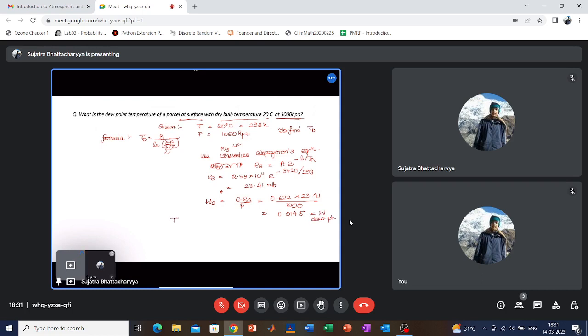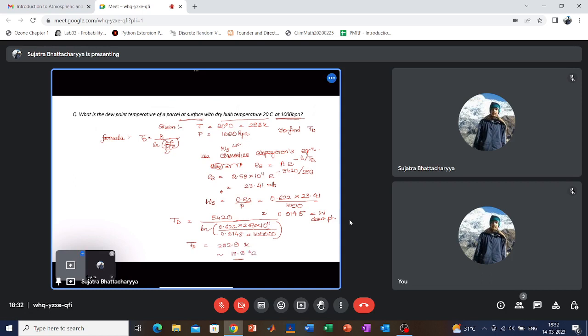Now I write Td will be equal to 5420 divided by log of epsilon A, therefore 0.622 into 2.53 into 10 to the power 11 divided by 0.0145 into 1000. But we cannot write 1000 here because all things are in SI units. Therefore, we have to change it to pascals. Now, as we calculate all those things, it comes out to be about 292.9 Kelvin, and it's nearly 19.9 degrees Celsius.